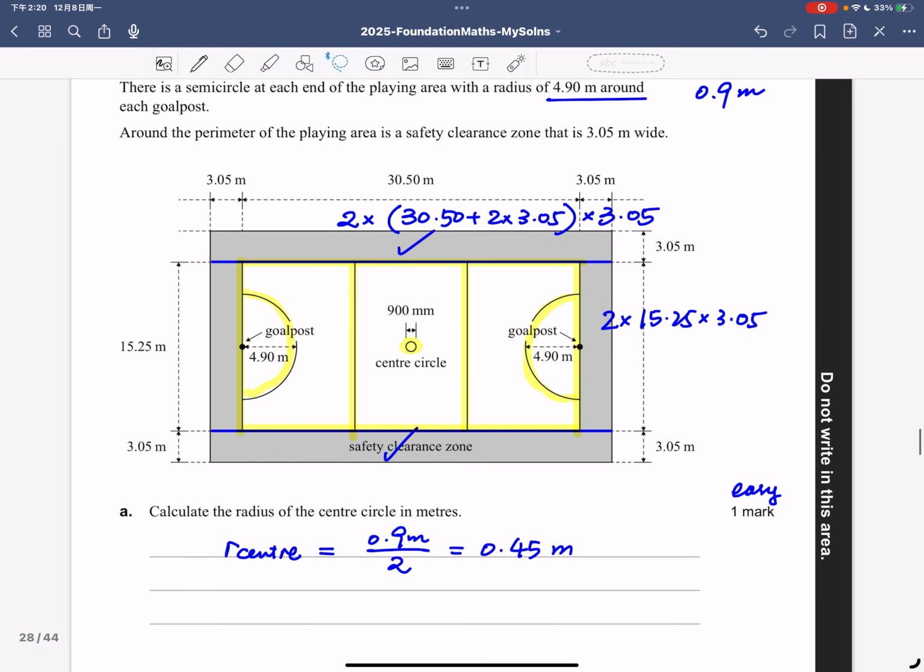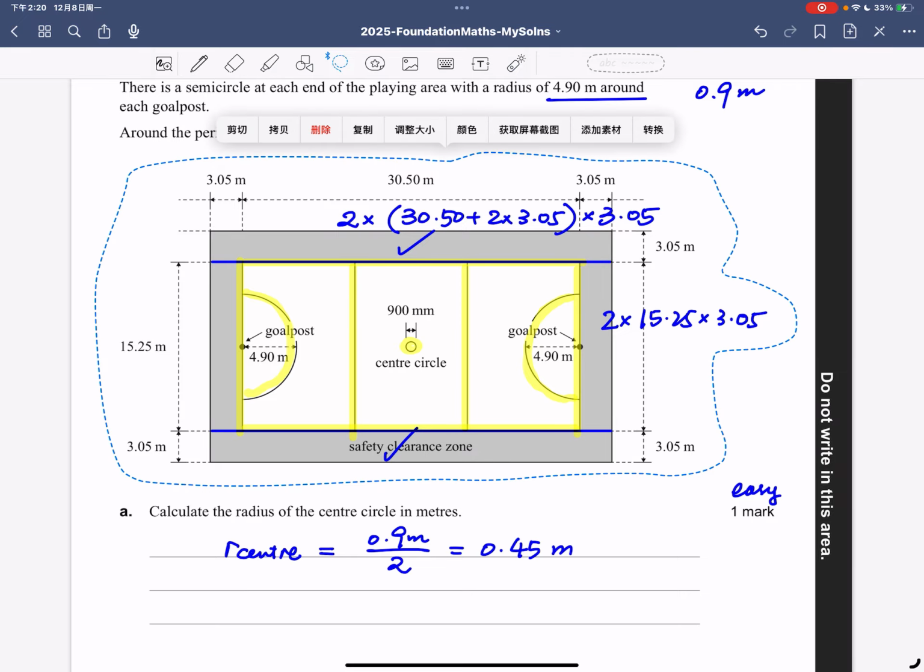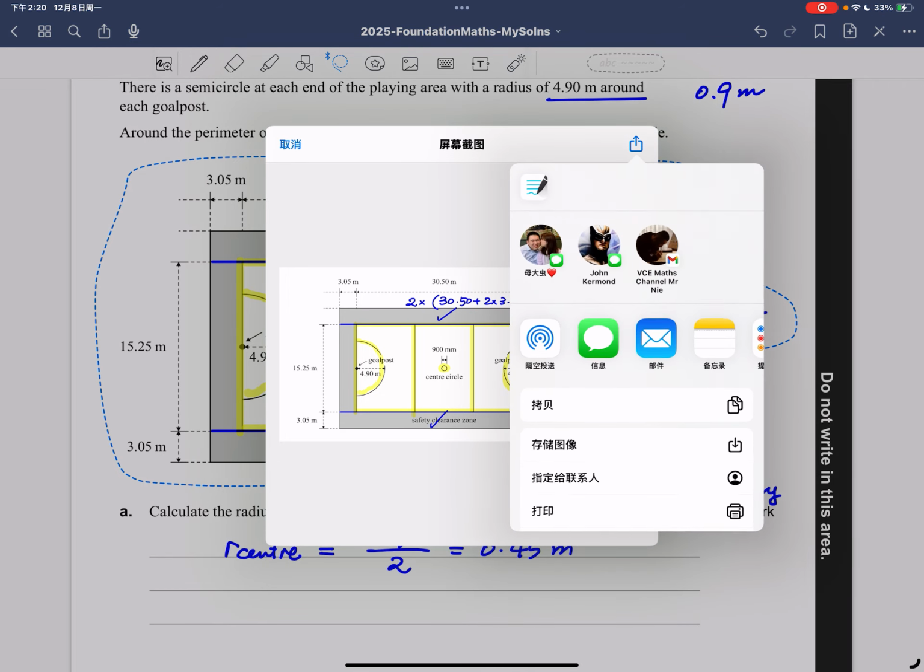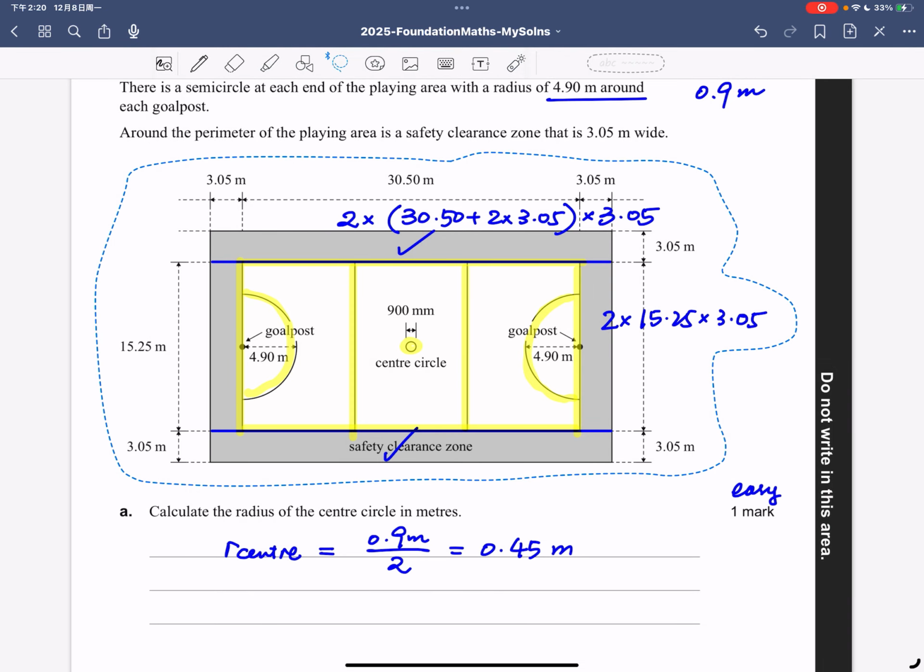So why don't I just take a snippet of this diagram for your reference, and I can also see them clearly.